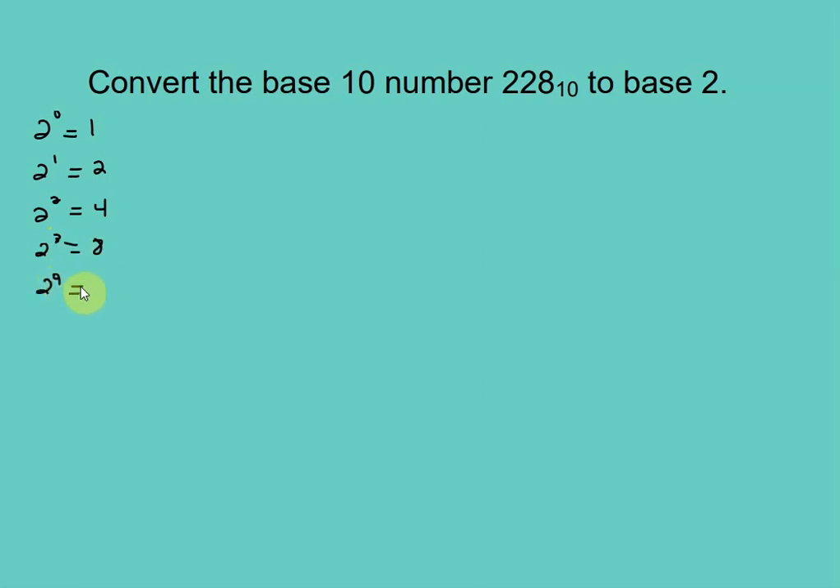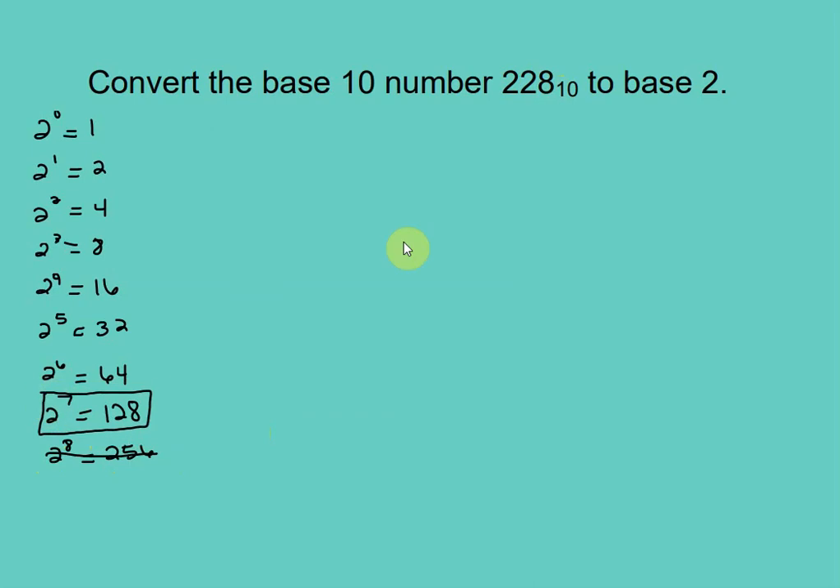2 to the 4th power is 16. 2 to the 5th power is 32. 2 to the 6th power is 64. 2 to the 7th power is 128. 2 to the 8th power is 256. Well, we're trying to divide 228. 256 is bigger than 228, so that's too big. So we're going to go with 2 to the 7th power, which is 128.